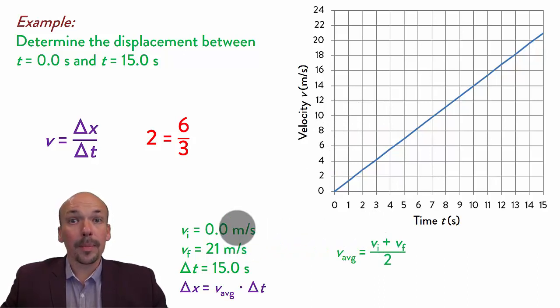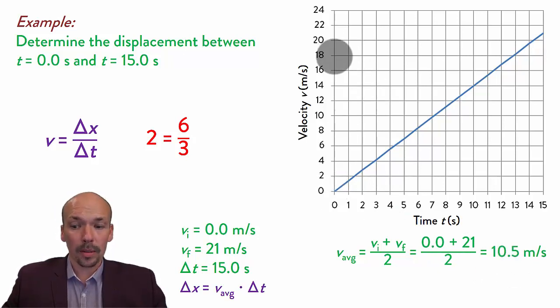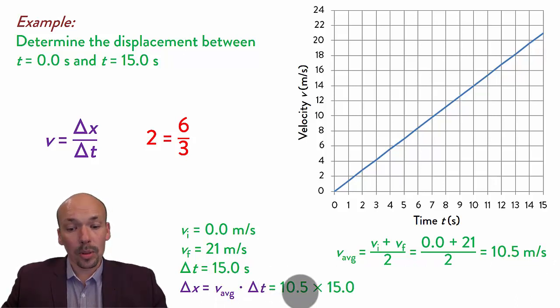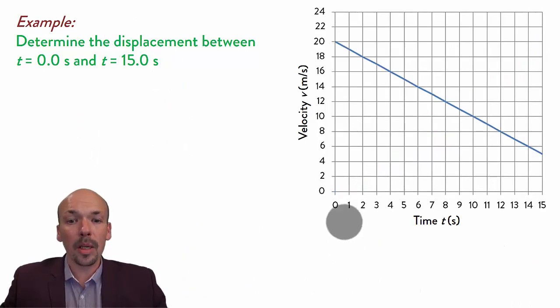So now we add these into the equation. We have 0 plus 21 divided by 2, which gives an average velocity of 10.5 meters per second. So 10.5 is just in the middle of 0 and 21. We add it into this equation, 10.5 multiplied by 15 because it was 15 seconds, and now we have the displacement, which is 157.5 meters.